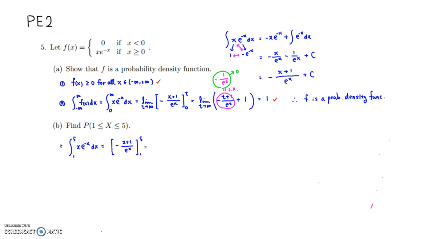So this is going to be equal to negative 6 over e to the 5, minus negative, so plus, plugging in 1, 2 over e. Whatever this value is, this is the probability that the random variable X is between 1 and 5. Alright, that's it. I hope that this was clear.